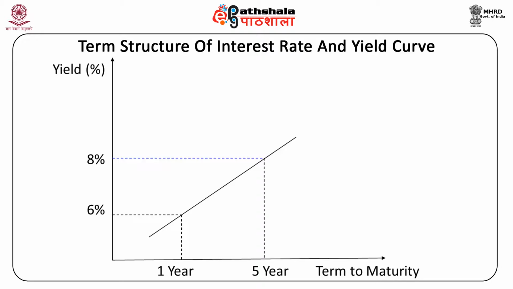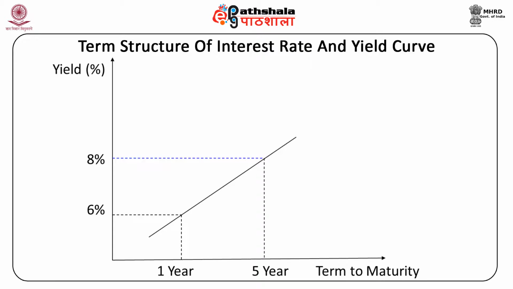In the figure, we have term to maturity on the x-axis and yield in percentage on the y-axis. We have the upward sloping yield curve. We have 1 year and 5 year term of maturity, and the yields are 6 and 8% correspondingly. Yield curves can also be drawn for other debt instruments such as treasury bills. Yield curves can be upward sloping, downward sloping, or flat.